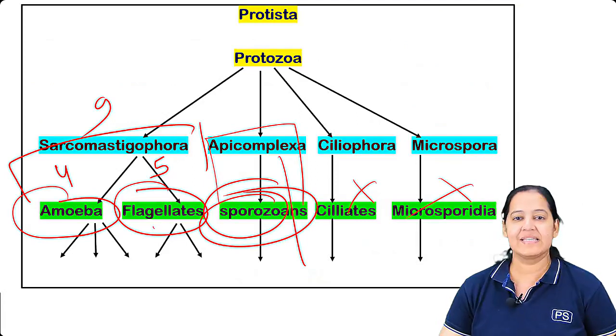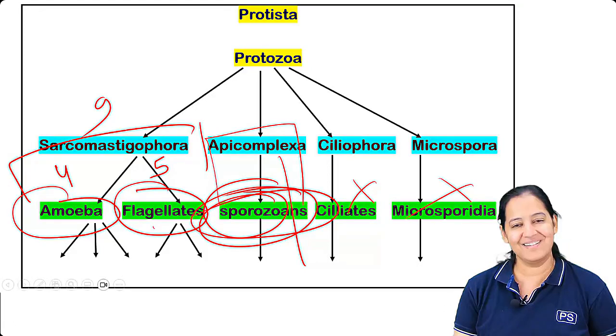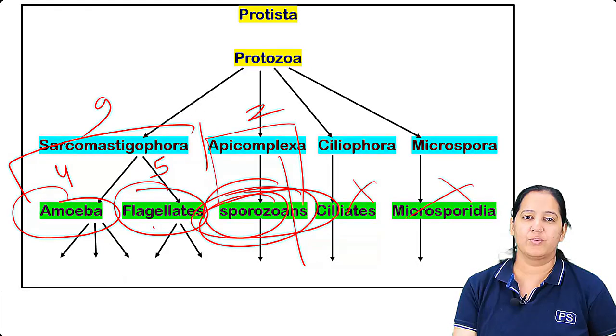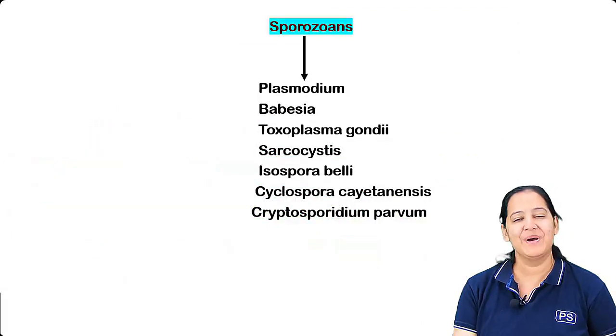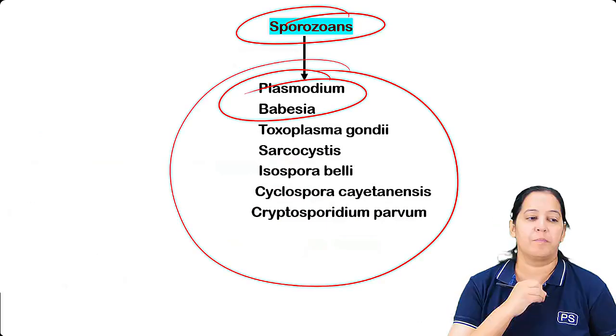Anyway, let's come to the next, sporozoans. Can I start the sporozoans? Yes, let's start. In sporozoans I have to teach you only 2. Only 2. Till now 9 are done, 2 more out of 20 makes 11. Our parasitology will cross 50%. So let's start sporozoans. There are many sporozoans, but I will teach you only 2: Plasmodium and Babesia.